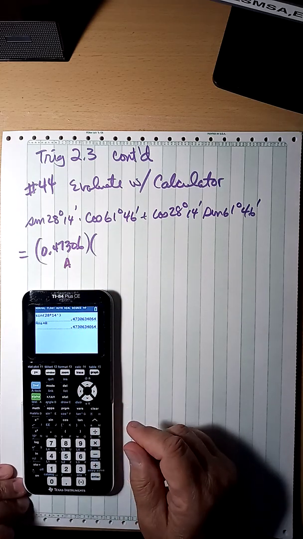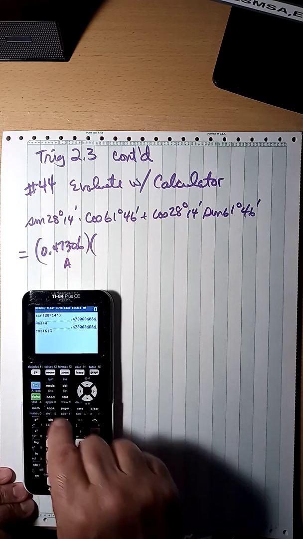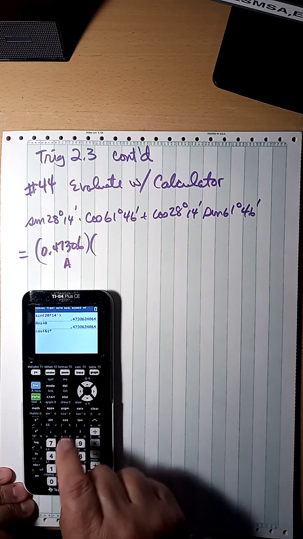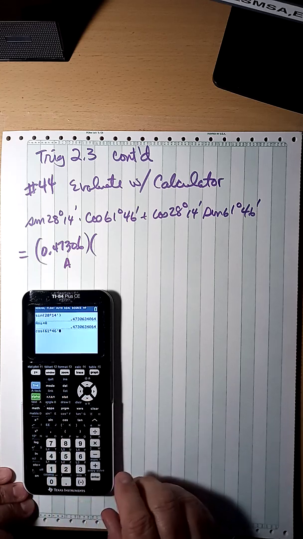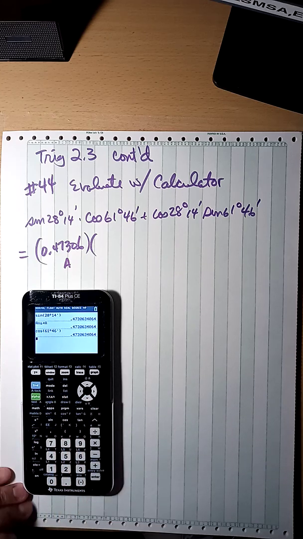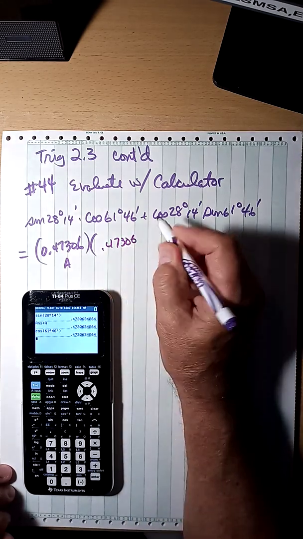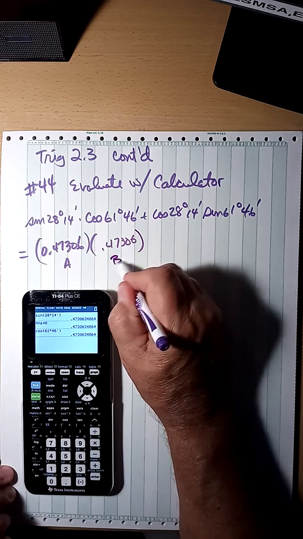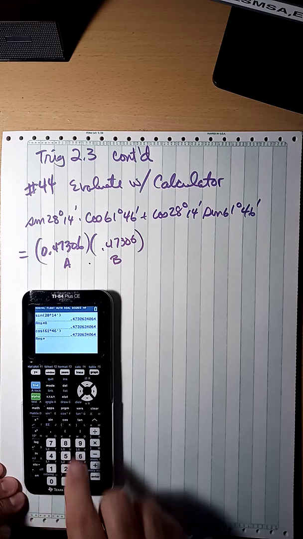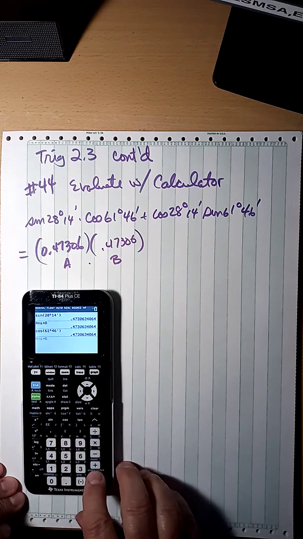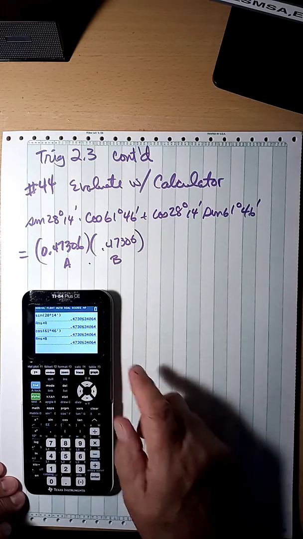Let's find the cosine of 61 46. Cosine of 61, second apps 1, 46, second apps 2, enter. This is 0.47306. Well, who cares? That I'm going to store in B. So stow alpha B takes that answer. Those are the same. How about that? Wonder what that means.